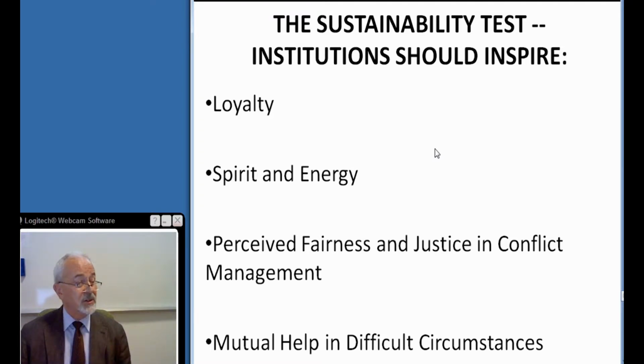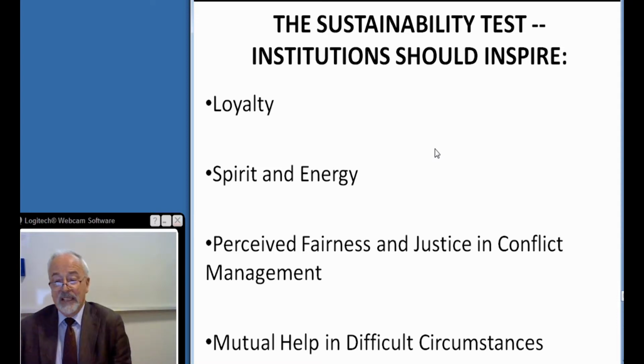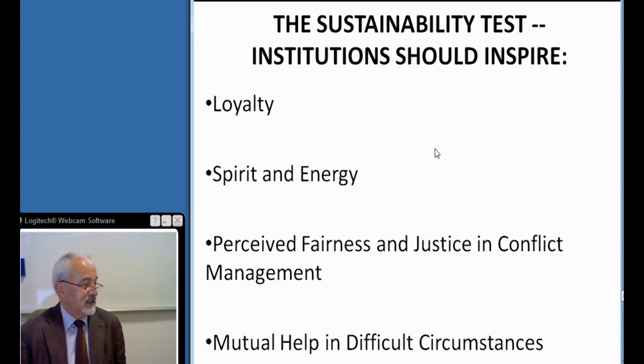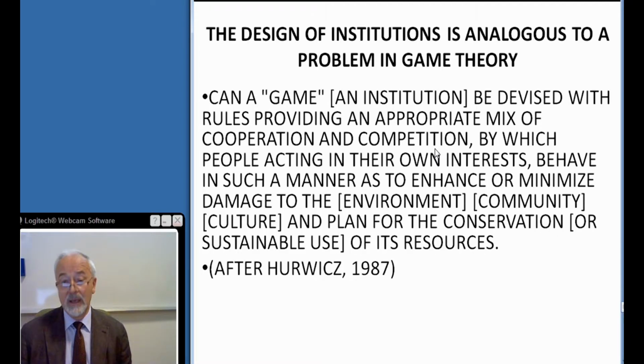So if we build institutions, we should test them and verify: do they build loyalty to the institutions? Do they inspire creativity and empower people? Exactly, this is what Gary, Gianani, or Alberto was talking about. Do they provide perceived fairness as justice in terms of conflict? Or do they also provide mutual help? Do they provide a social safety net? So designing institutions is not simple.